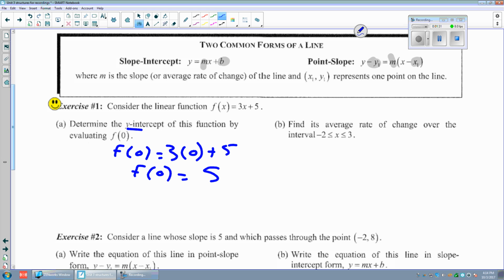It says determine the y-intercept. The y-intercept is 5.